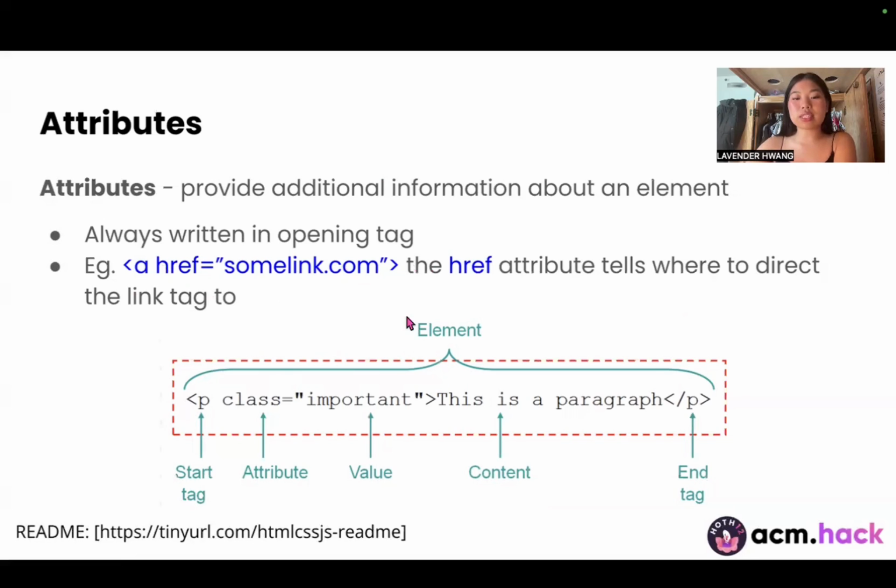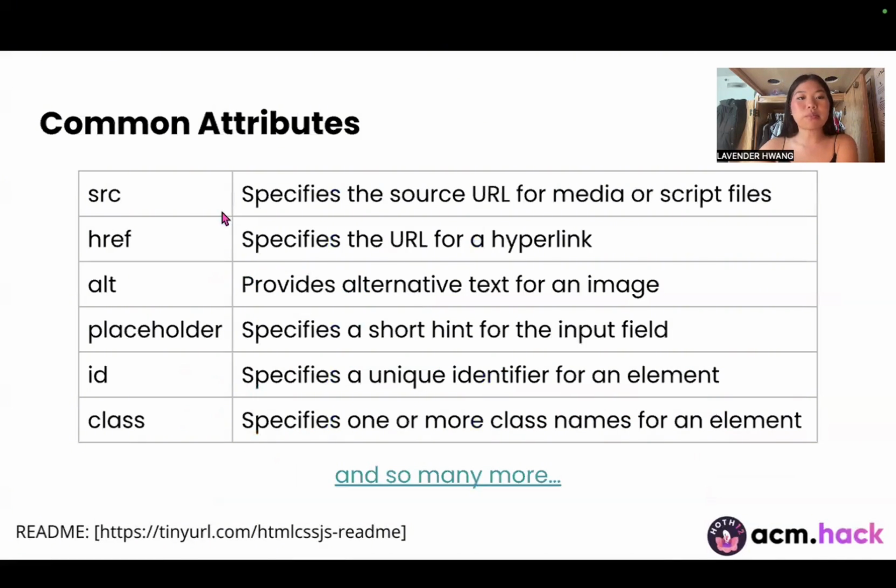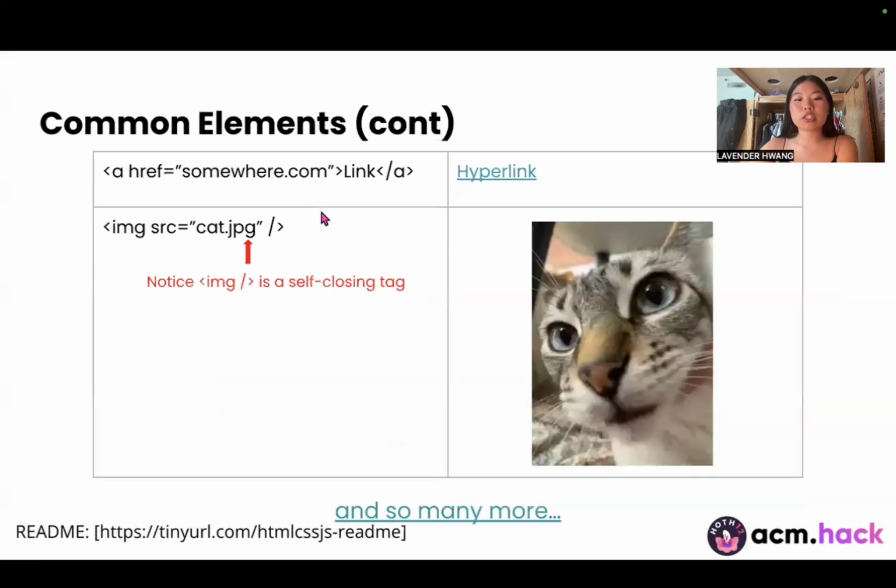This is just a general syntax. It's the same thing as an element. It has an attribute, and then you use the equal sign and then the value. The value is going to be put in quotation marks. So I'll give you some examples. For instance, the source attribute specifies the source URL for a media or script file. Going back to our cat, there's a source equals cat.jpg, and that's how this image knows to display a cat.jpg.